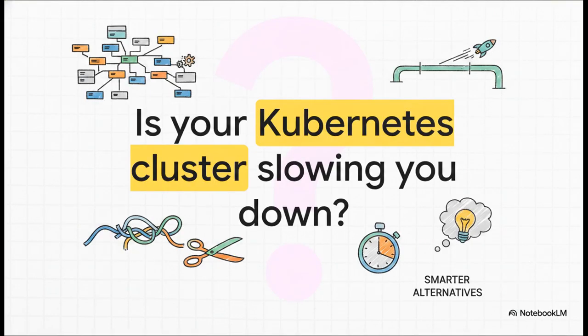Which leaves us with a very compelling question to close out our explainer today. Is your massive Kubernetes cluster actually slowing you down? Look, it is so easy to default to the most complex, industry-heavy tools just because they're popular, or, let's be honest, they look impressive on a resume. But as we've seen today, sometimes the absolute fastest, most reliable, and cost-effective path to production is simply cutting the bloat and choosing the right managed architecture.